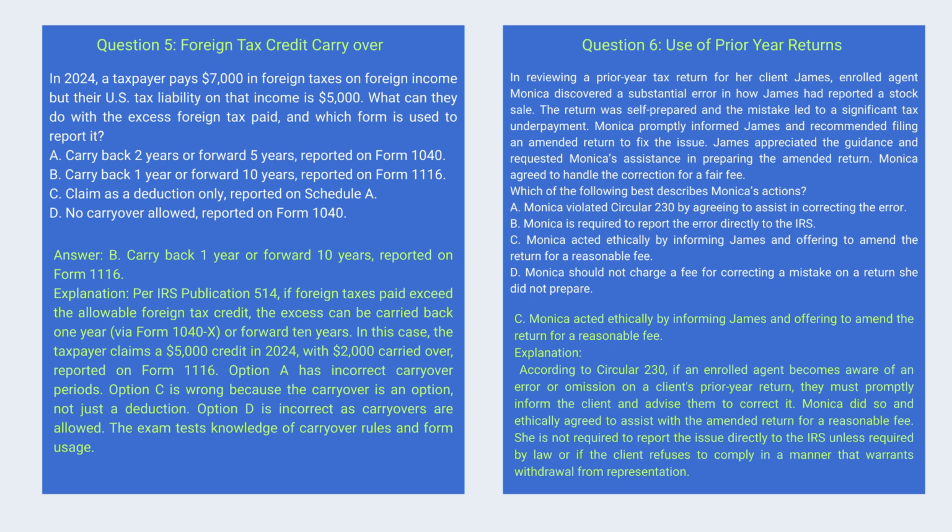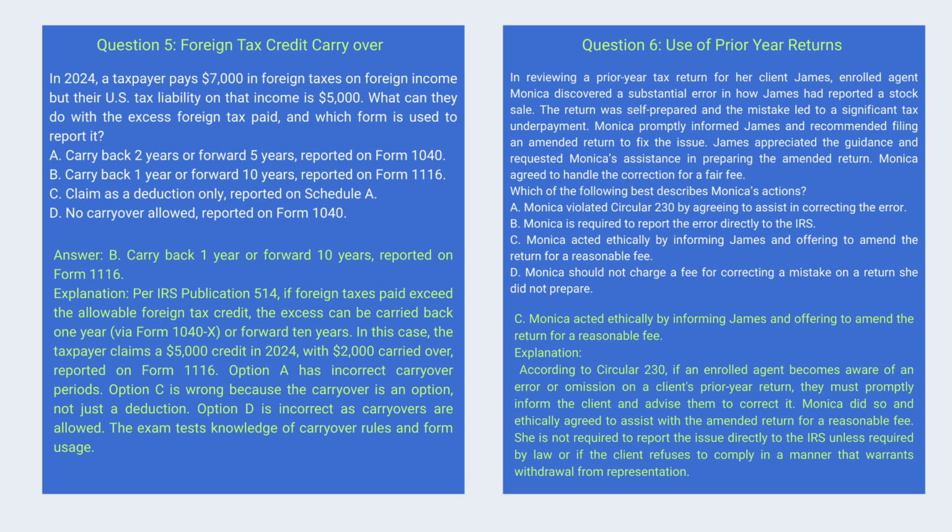Which of the following best describes Monica's actions? Option A. Monica violated Circular 230 by agreeing to assist in correcting the error. Option B. Monica is required to report the error directly to the IRS. Option C. Monica acted ethically by informing James and offering to amend the return for a reasonable fee. Option D. Monica should not charge a fee for correcting a mistake on a return she did not prepare.